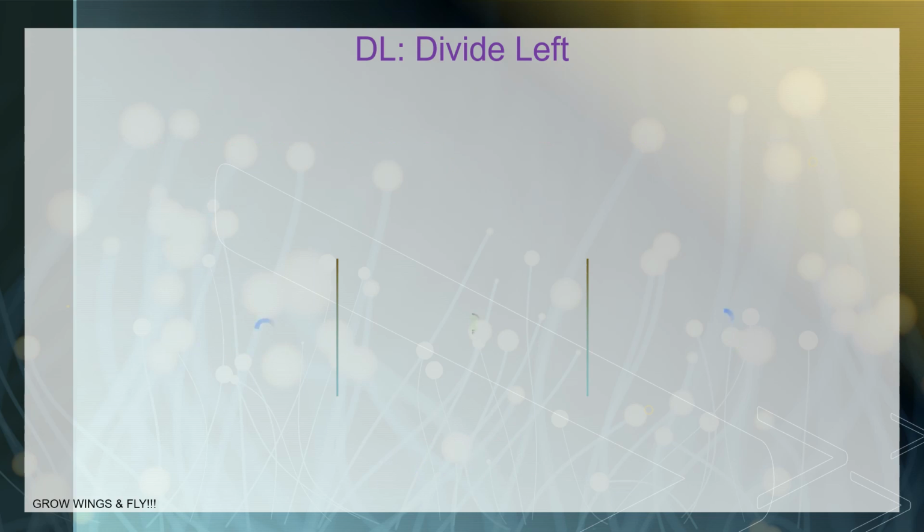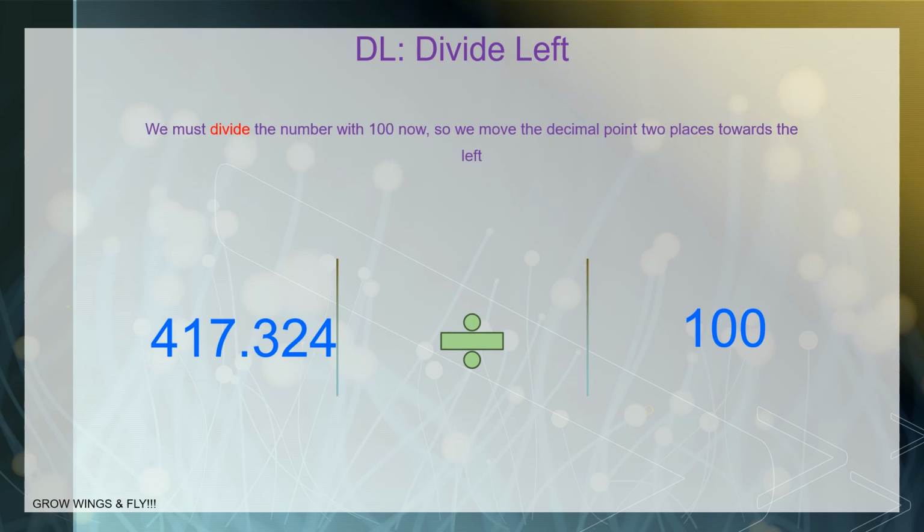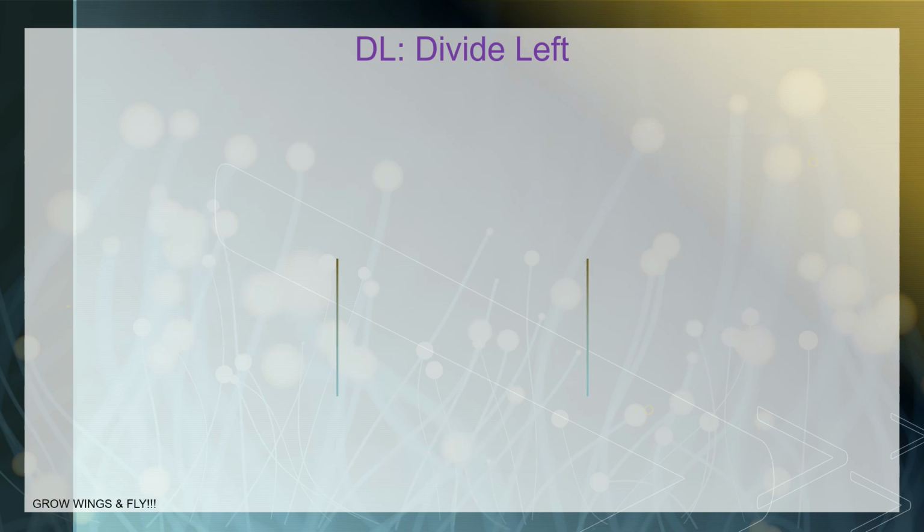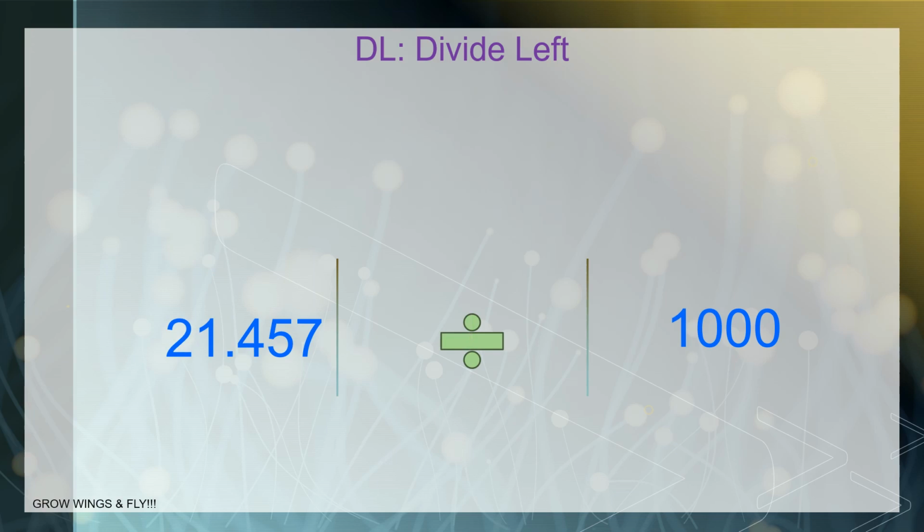Febby said, what about this question? Oh, if I move the decimal point two places towards my left, I will get 4.17324. Correct? Yes, that's absolutely correct. What about this question? Mr. Febby asked. Abel said that he needed help on this.